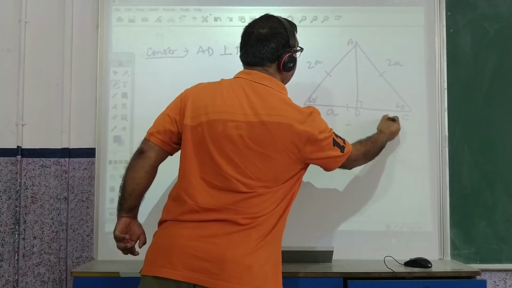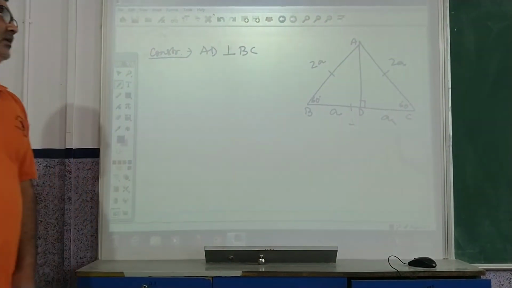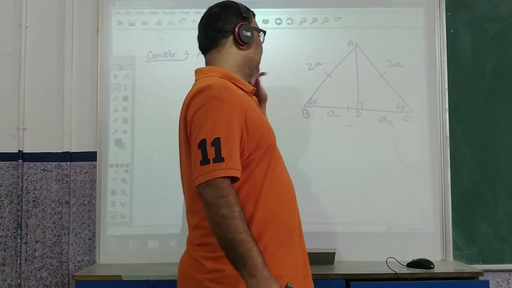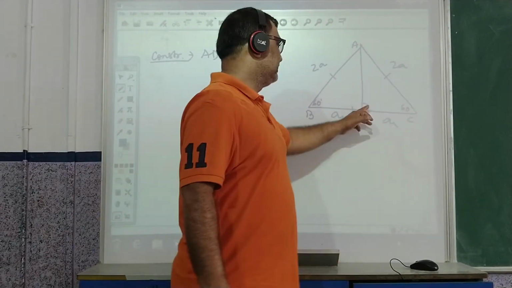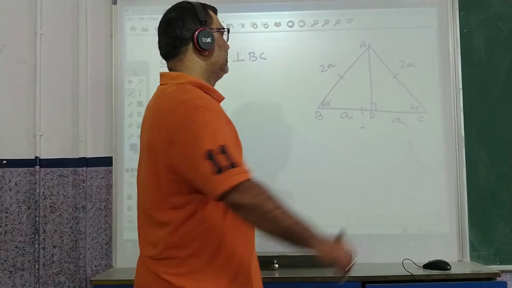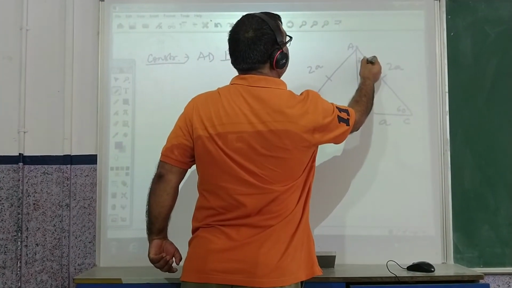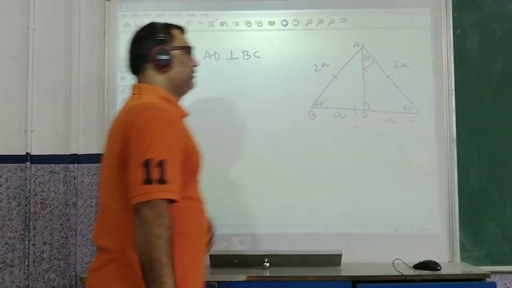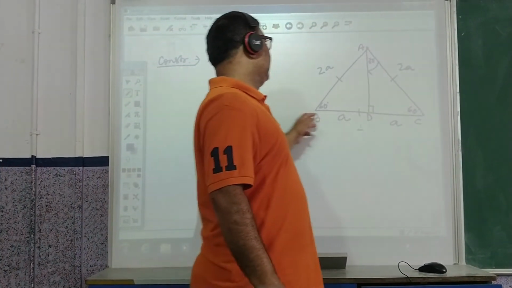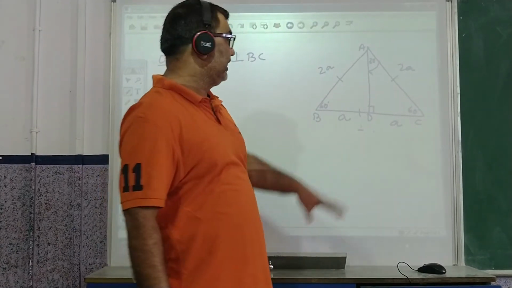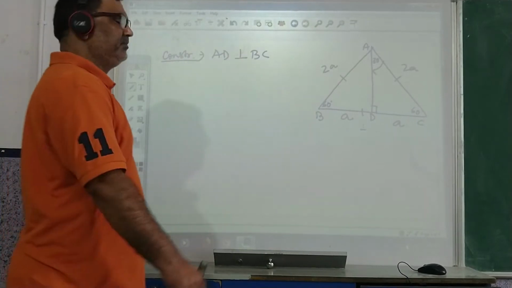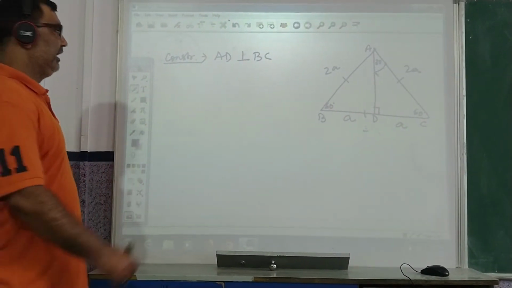So A. Now, either consider right angle triangle ADB or ADC. This one is 90, this one is 60. So obviously this will be 30. So this is 30 degree. Now, in triangle ADC or in triangle ADB, all the sides are known except AD. So once again, using Pythagoras theorem, we can find out the AD.